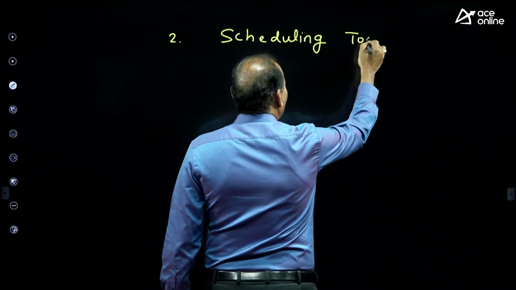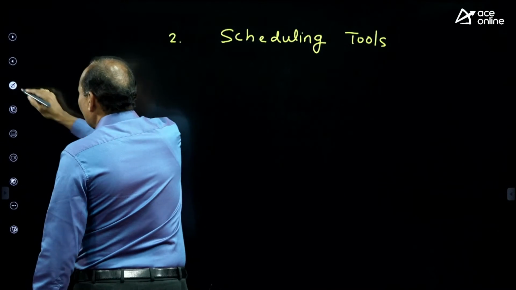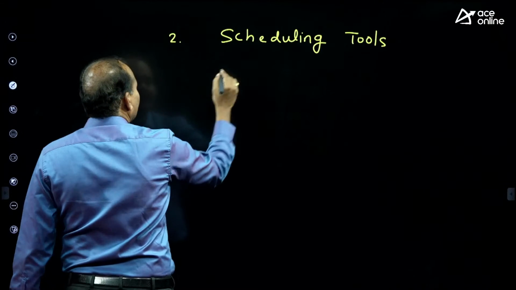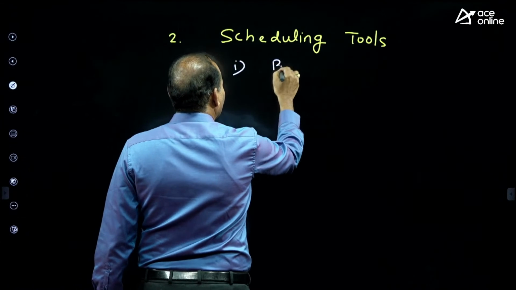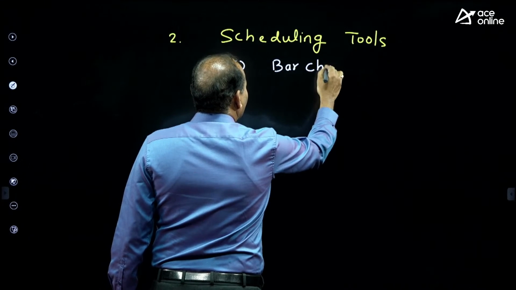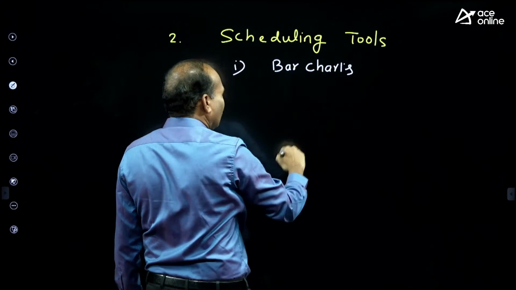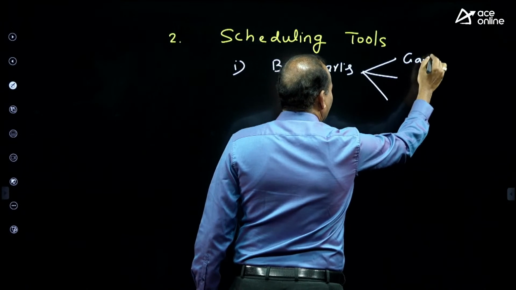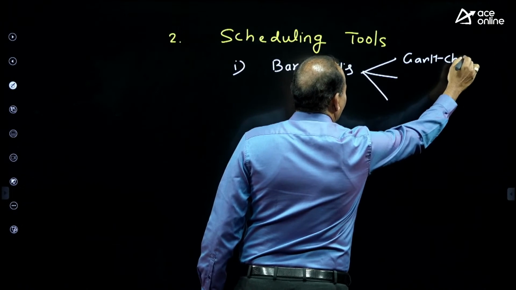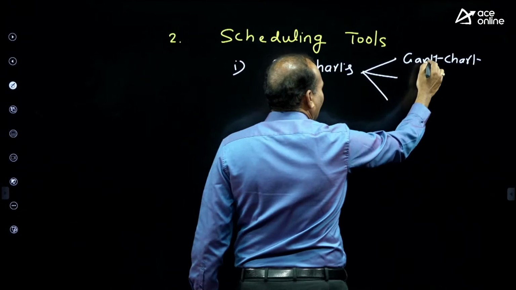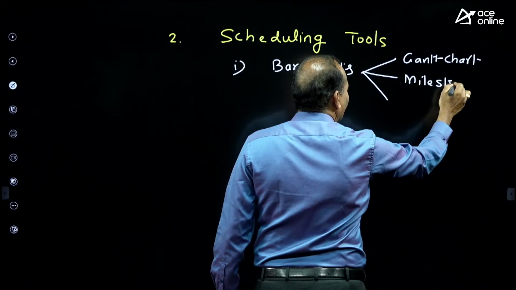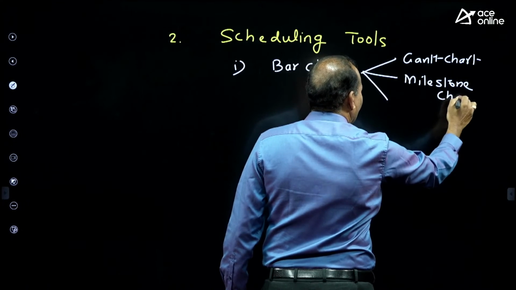Under scheduling tools, mainly you have to focus on bar charts. Under bar charts, again we may have different types: Gantt chart, horizontal bar chart, limitations of horizontal bar chart or Gantt chart, milestone chart, linked bar chart.